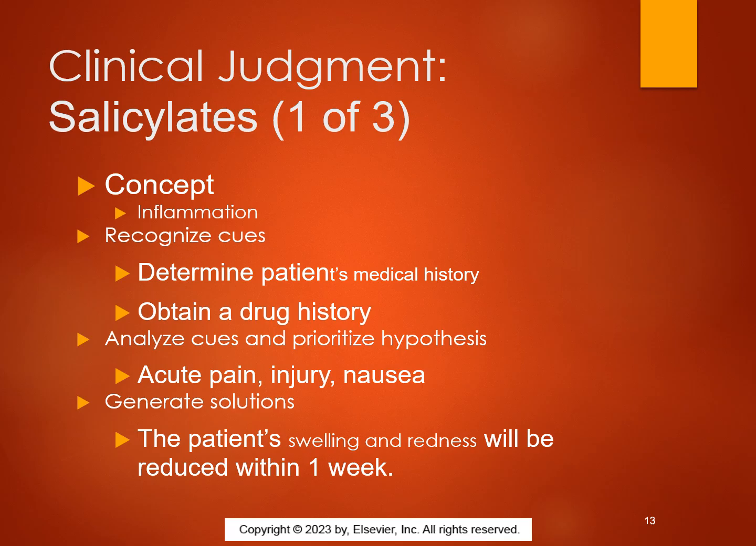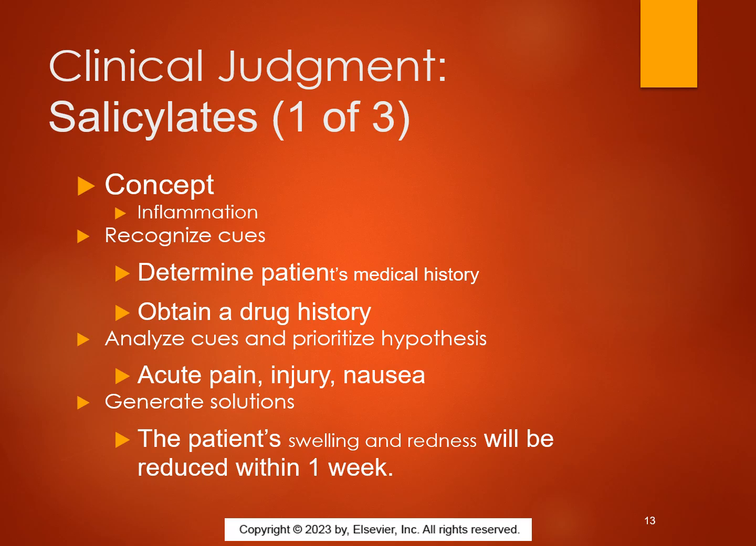Analyze cues and prioritize hypotheses. Now we decide what the patient's main problem is. Based on cues, likely priorities include acute pain, inflammatory injury, or nausea, which can often be medication related. Some nursing actions and interventions should reduce inflammation while protecting the patient from side effects. Examples of that would be to administer anti-inflammatory meds as ordered, monitor for GI upset, bleeding, and edema, use non-pharmacological measures like rest, ice, and elevation, and educate the patient on medication safety and follow-up.